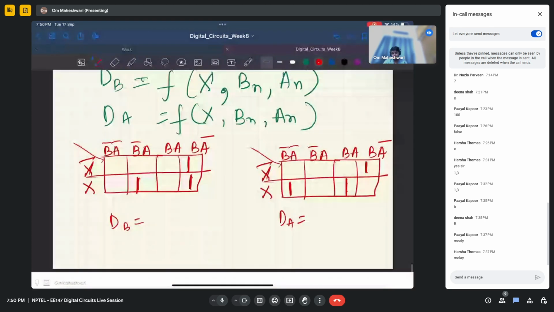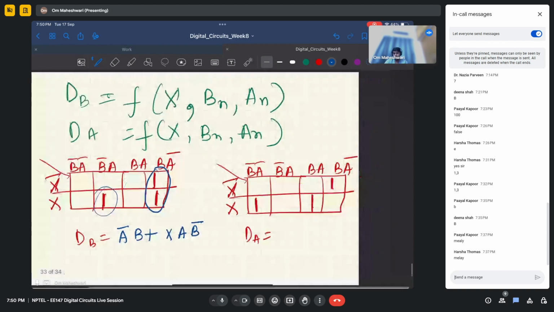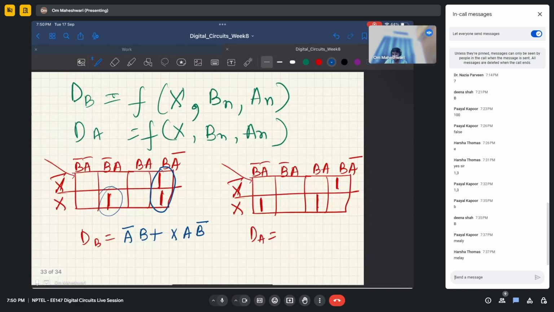So now we can make groups. This is one group here. So it is simply A bar B plus X A B bar. And your DA is, so I think no groups can be formed. It is simply X bar A bar B plus X bar AB plus X bar A bar B bar.